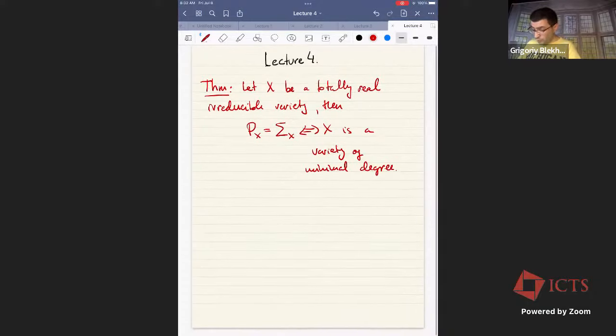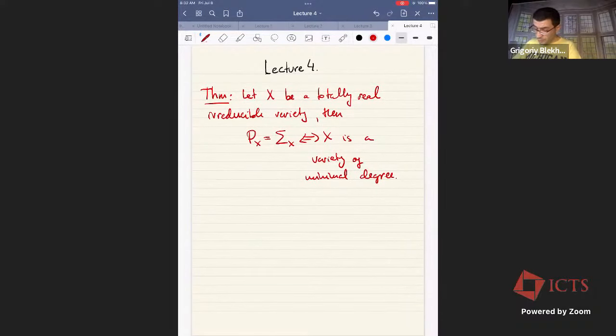Let me recall for you what a variety of minimal degree is. A variety of minimal degree is a variety that satisfies this inequality with equality that we proved last time. So degree of x is equal to codimension of x plus 1, but for any variety, this inequality is always true. And varieties of minimal degree are varieties for which this inequality is actually equality.